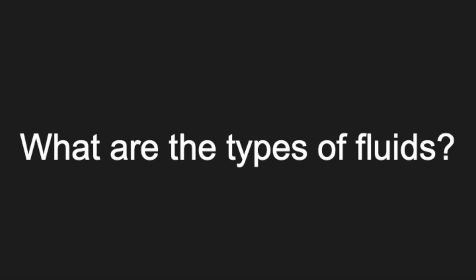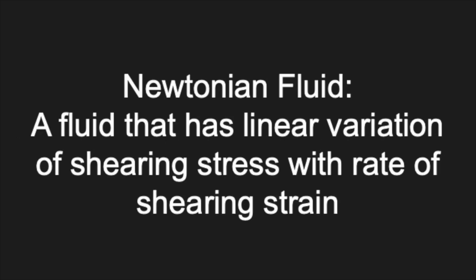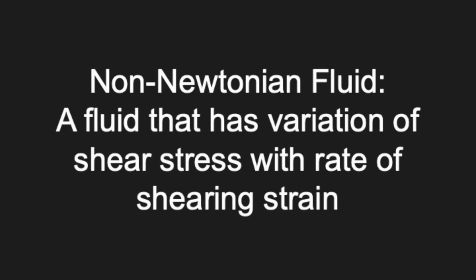Well, what are some types of fluids? One type of fluid is a Newtonian fluid. A Newtonian fluid is a fluid that has linear variation of shearing stress with rate of shearing strain. Another type of fluid is a non-Newtonian fluid. A non-Newtonian fluid is a fluid that has nonlinear variation of shearing stress with rate of shearing strain.